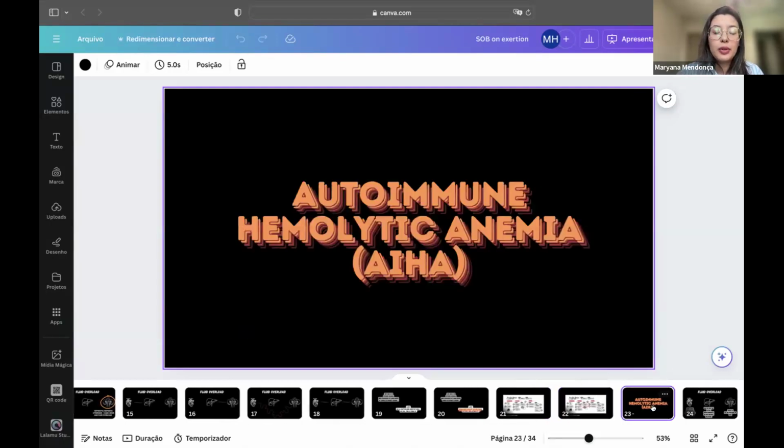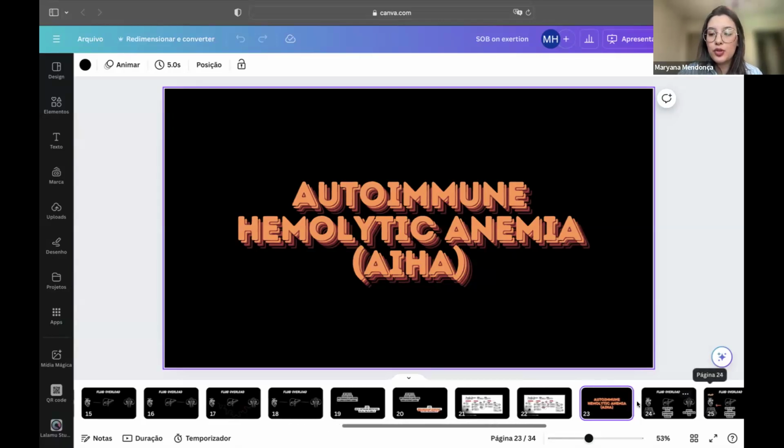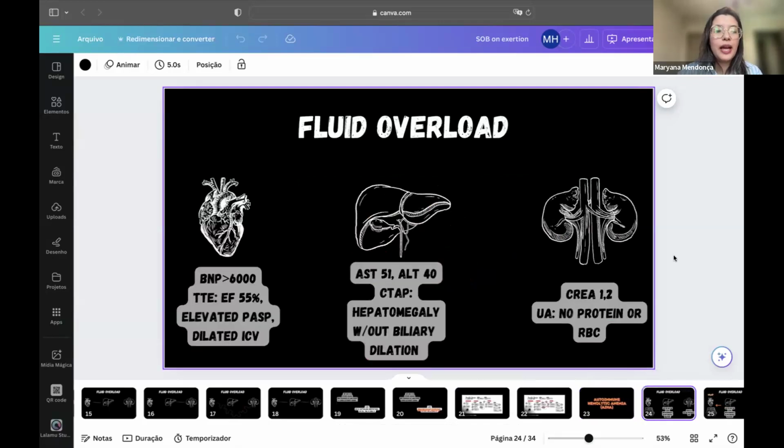But the autoimmune hemolytic anemia would not explain why this patient has such an important lower extremity edema. And again, we need more data and more labs to try to figure out what is going on. And then we had information that the BNP was greater than 6,000. TTE showed an ejection fraction of 55% with elevated PSP and dilated ICV.